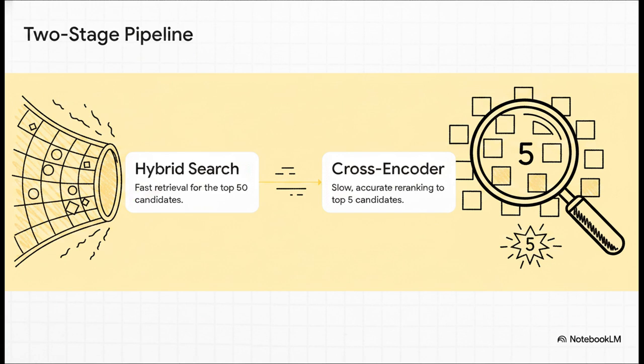Now, cross-encoders are way too slow to run on your entire database, but they are incredibly precise. They directly examine how the specific words in the query relate to the specific words in the document. They take those 50 candidates and meticulously re-rank them down to the absolute best top 5. It completely fixes your ranking issues.